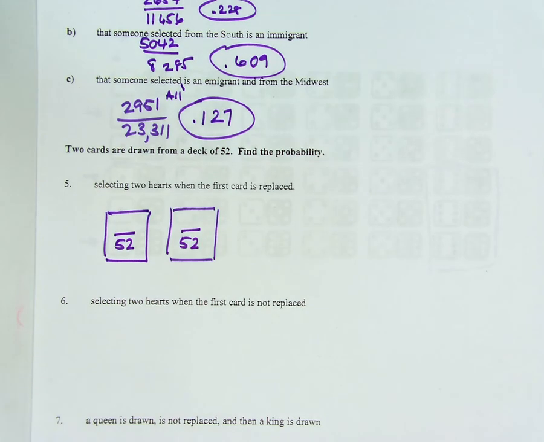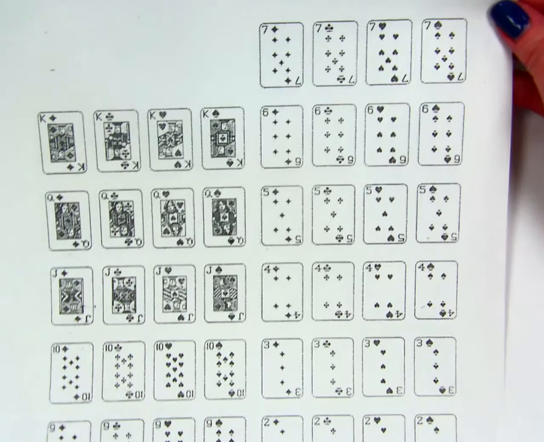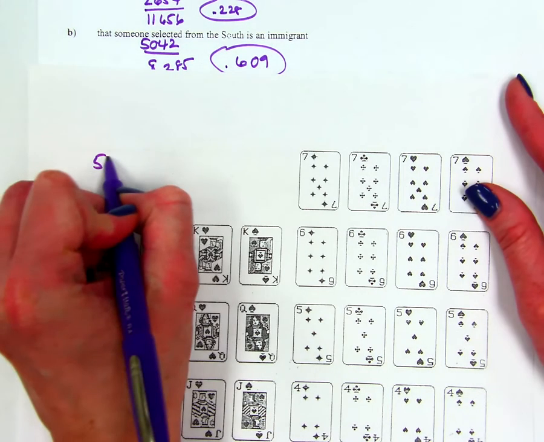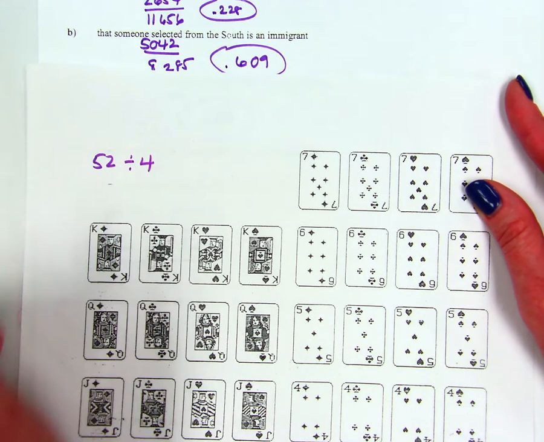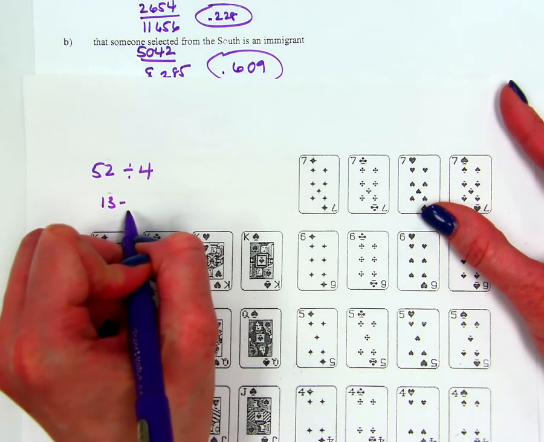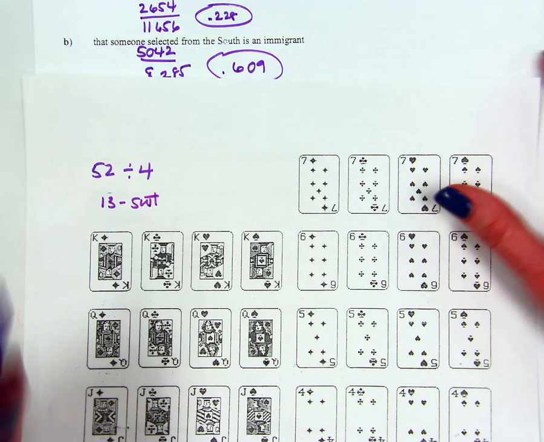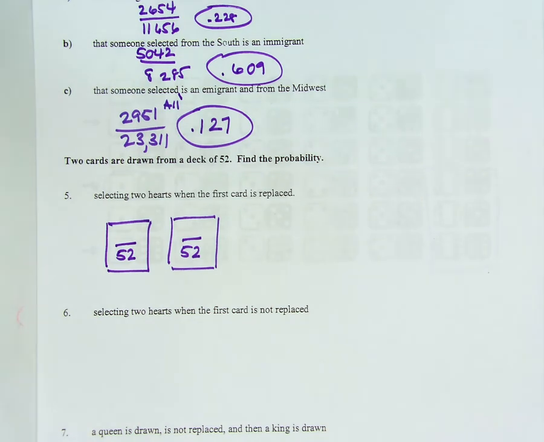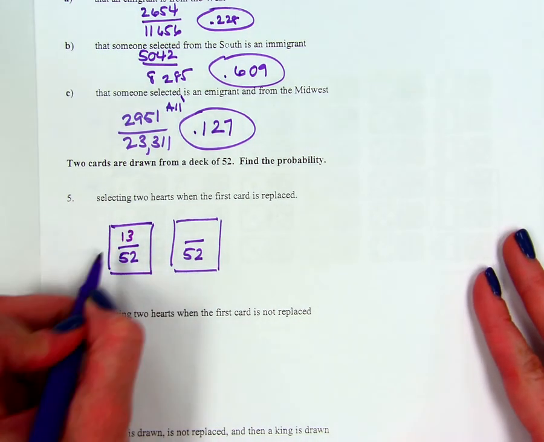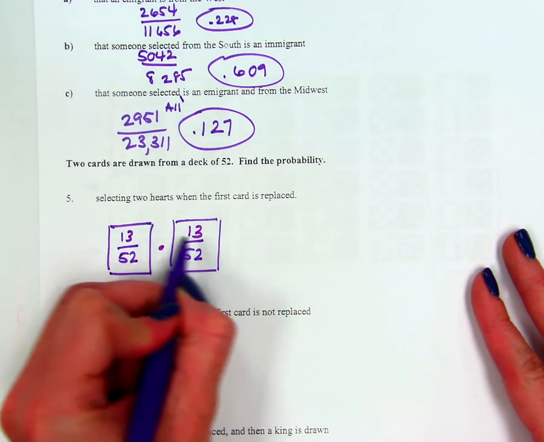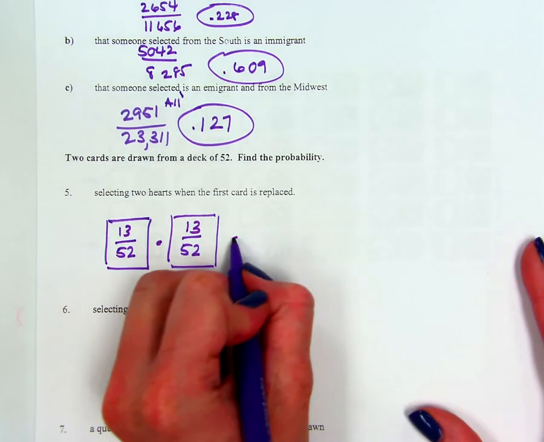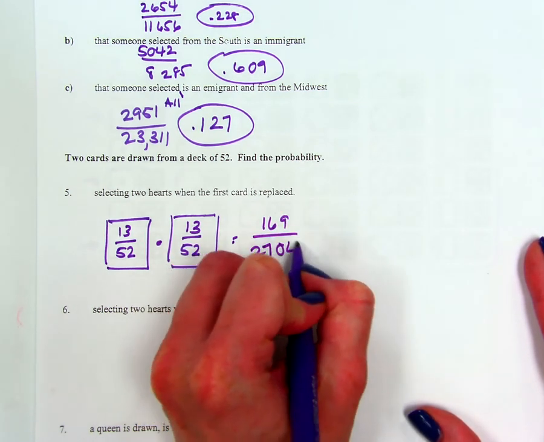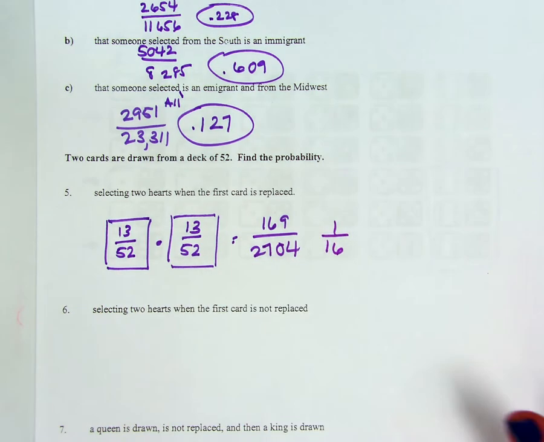So you can take a look at your cards. You'll have this sheet here, and you'll be able to count them all out. But I'll tell you, you have 52 total cards, and you have 4 suits. So in each suit, you're going to end up with 13 cards in each suit. So if it's asking you to select 2 hearts, it's going to be out of 13. And again, you're replacing it, so it's going to be the same number again. So 13 over 52 times 13 over 52. That total comes out to be 169 over 2704. And that'll reduce down to 1/16.